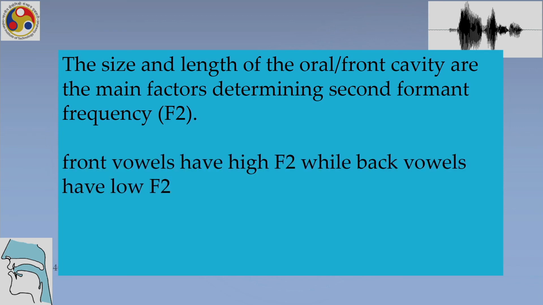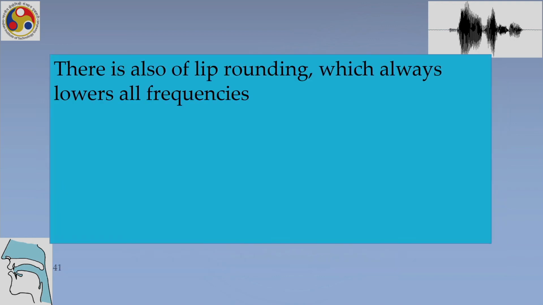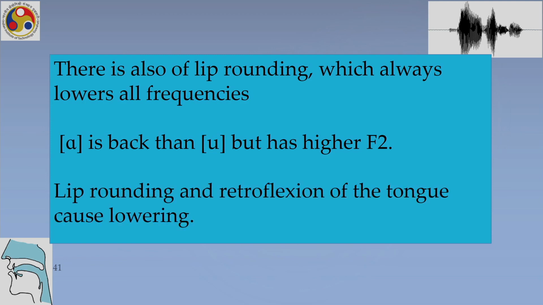Front vowels have high F2 while back vowels have low F2. The size and length of the oral front cavity are the main factors for F2, and there is also the factor of lip rounding, which always lowers all formant frequencies. A is backed in U but has higher F2 because of lip rounding. Lip rounding and retroflexion of the tongue cause lowering.